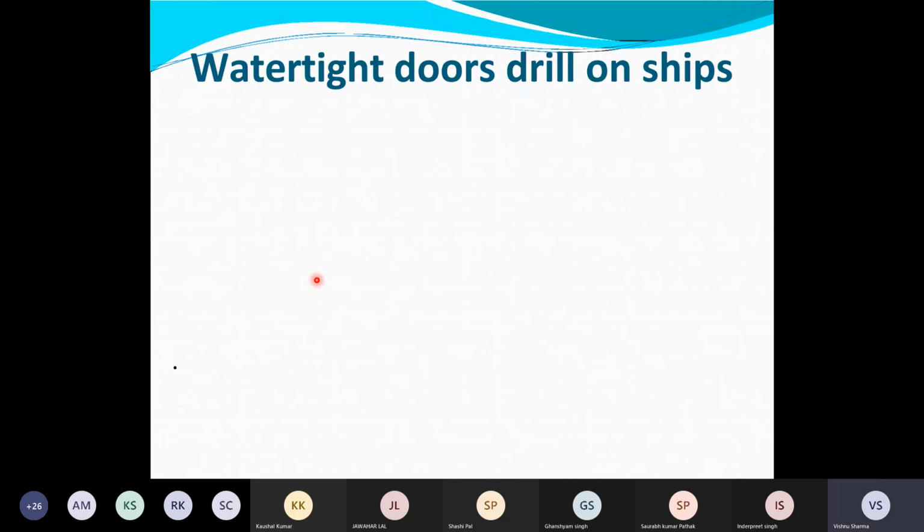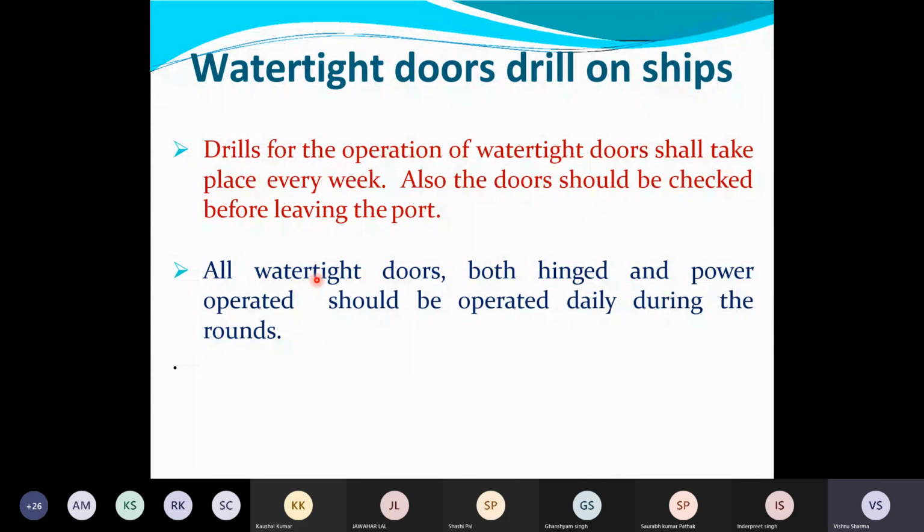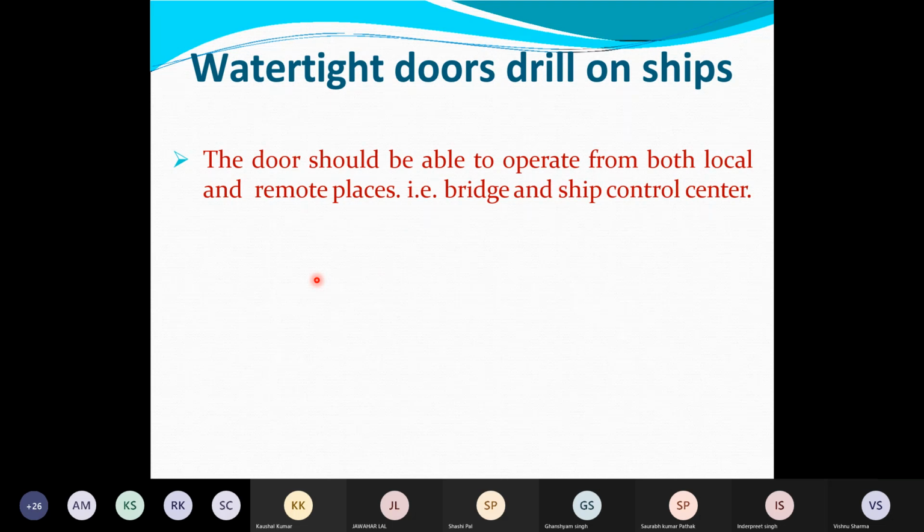Now we have these on the ships, this drill for closing the watertight doors. Drills for the operation of watertight doors shall take place every week. Also, the door should be checked before leaving the port. All watertight doors, both hinged and power operated, should be operated daily during the rounds. The door should be able to operate from both local and remote places, that is the bridge and the ship control center, as well as local operation.